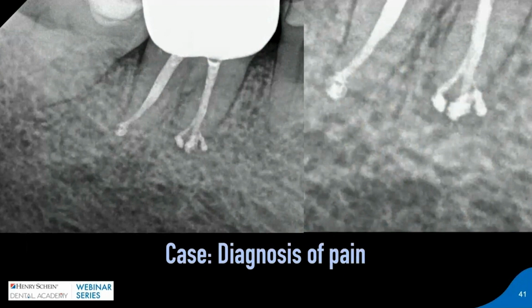Additionally, we could see that it seems to actually split a little bit or have an apical delta at the end. And we can see, because of the contrast, that there is widening of that apical PDL and a periapical radiolucency, but it wasn't obvious from the initial radiograph. So CBCT is very helpful in these kinds of situations.